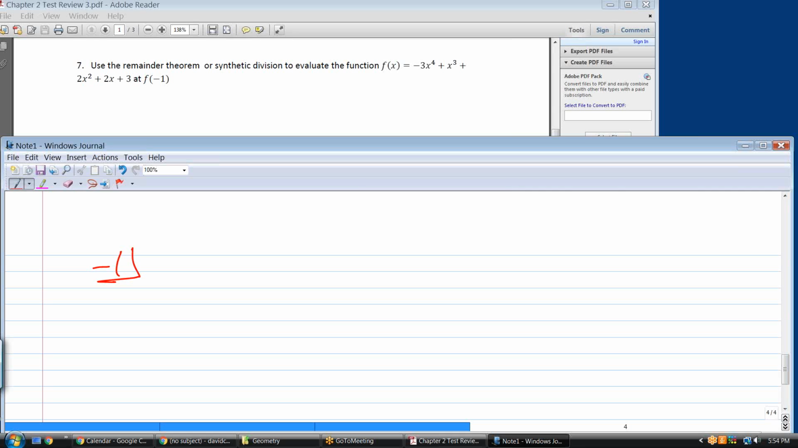Let's just see quickly if it is. I want to put the plus sign in there.